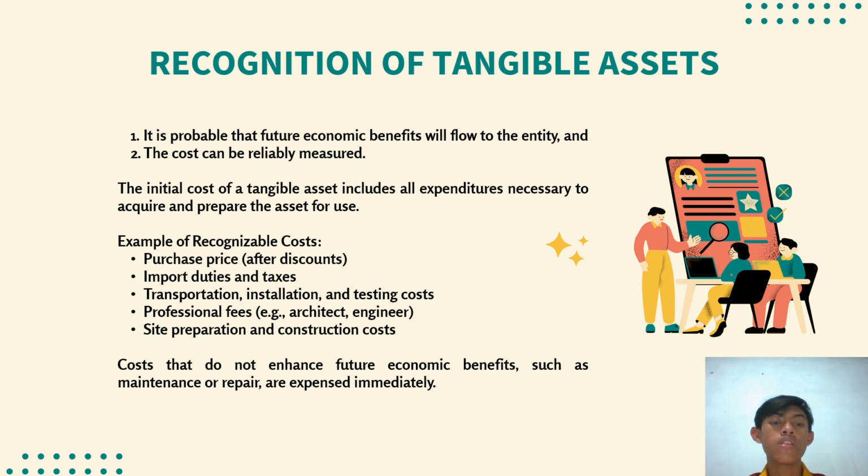Examples of recognizable costs there are: 1. Purchase price, or after discount. 2. Import duties and tax. 3. Transportation, installation, and testing costs. 4. Professional fees, or architects, engineer. And 5. Preparation and construction costs. Costs that do not enhance future economic benefit, such as maintenance or repair, are expensed immediately.